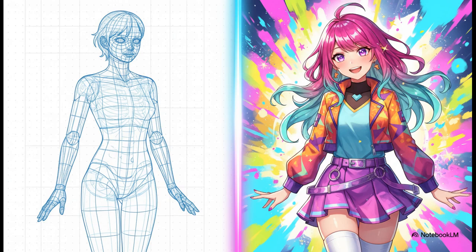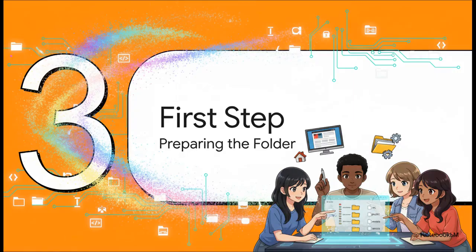HTML is the skeleton of your website. It's the bones, right? It gives it all the structure, like headings, paragraphs, all that stuff. But CSS, that's the style. It's the clothes, the paint color, the design that makes that skeleton actually look good and come alive. One gives you structure, the other gives you style. Simple as that.